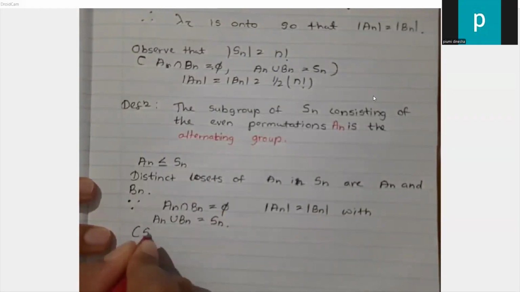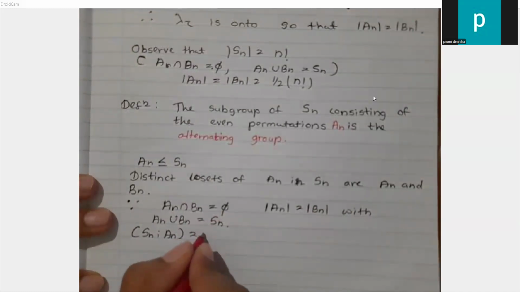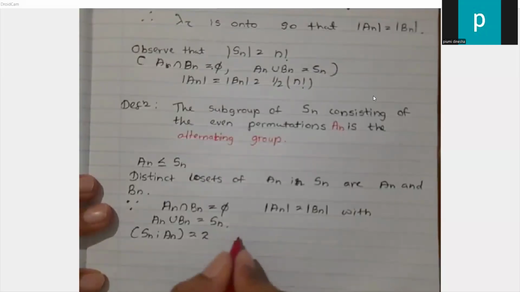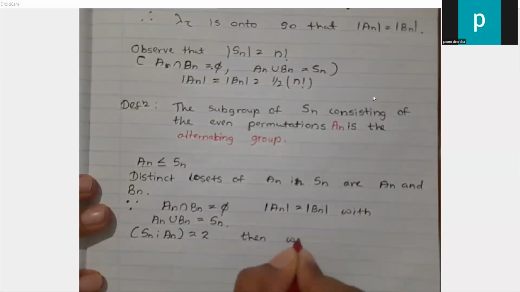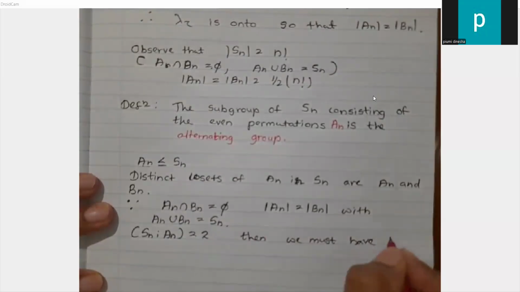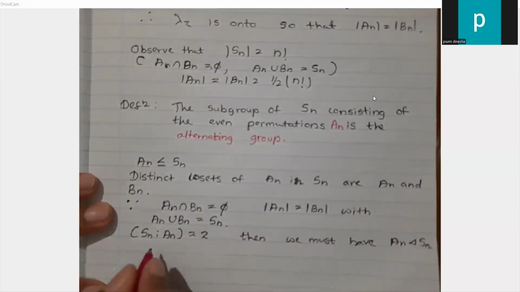Therefore, we understand the number of left cosets of An in Sn is equal to 2. Therefore, recalling the theorem that we did last time, we must have An to be a normal subgroup of Sn. And this holds only when n is greater than or equal to 2.